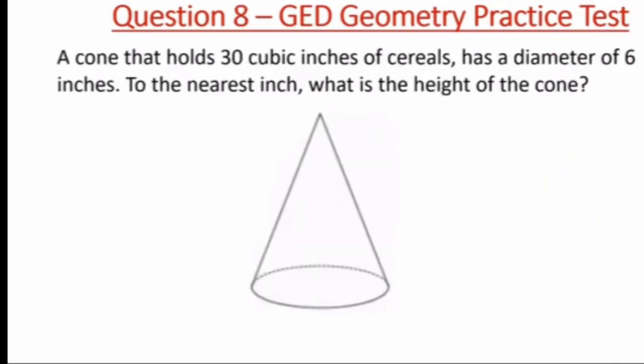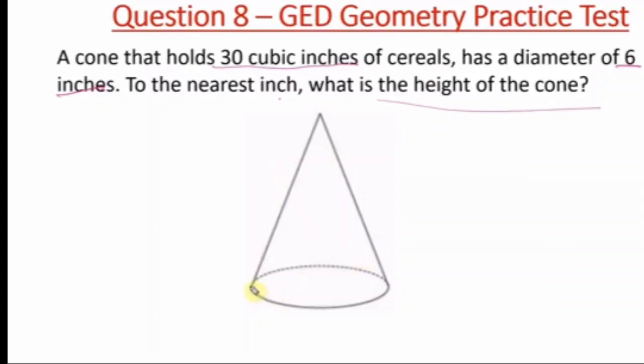So let's go to the next question. Our next question is a question on cone. This is question 8 of the GED geometry practice test. It says a cone that holds 30 cubic inches of cereal has a diameter of 6 inches. To the nearest inch, what is the height of the cone?